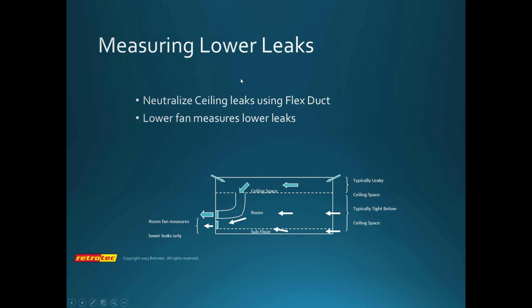So this is a schematic here of the lower leakage test, where we have one fan which is neutralizing the pressure across the ceiling. It's not measuring any flow. It's just acting as a neutralizing device, enabling the lower fan here to be measuring the room leakage on its own. Something that takes a little bit of practice. I've done them in as little as 20 minutes from start to finish, so they can be done relatively quickly, and again, a lot of advantages to doing that.